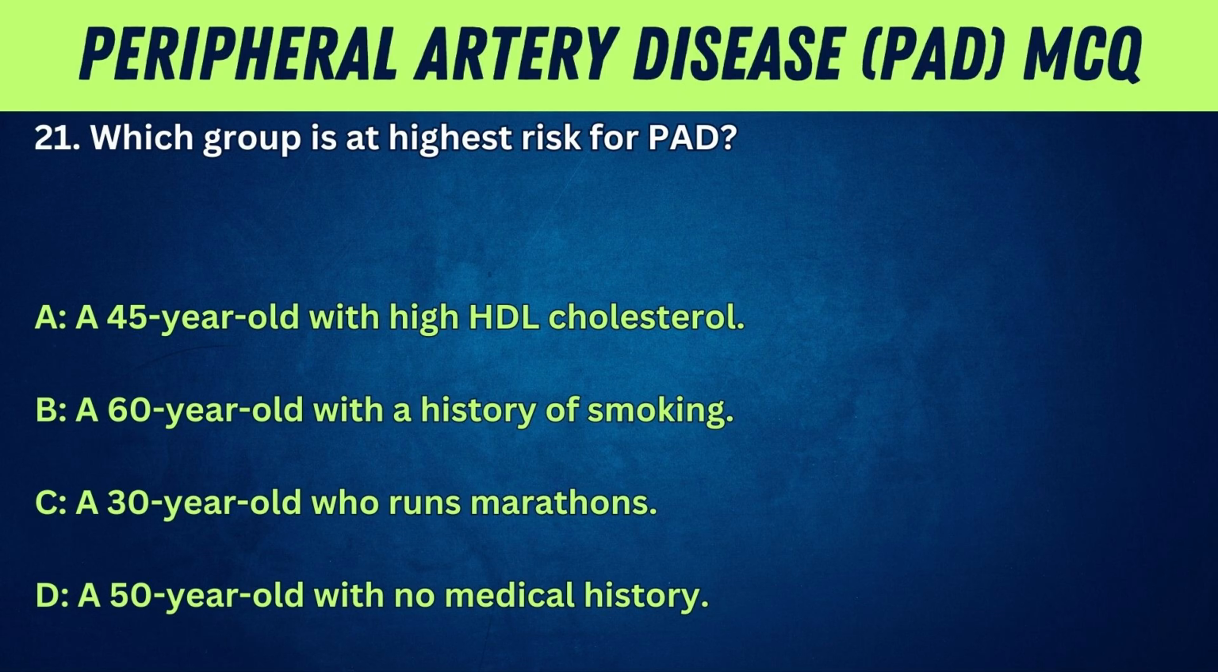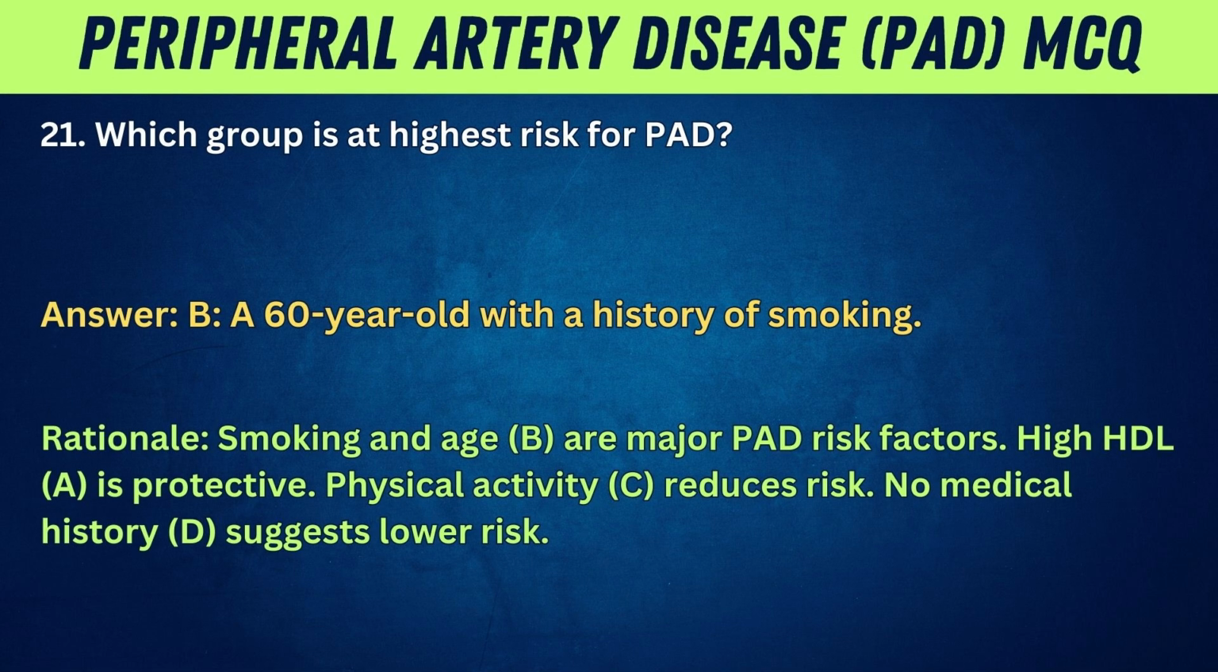21. Which group is at highest risk for PAD? A. A 45-year-old with high HDL cholesterol. B. A 60-year-old with a history of smoking. C. A 30-year-old who runs marathons. D. A 50-year-old with no medical history. Answer: B. A 60-year-old with a history of smoking. Rationale: Smoking and age, B, are major PAD risk factors. High HDL, A, is protective. Physical activity, C, reduces risk. No medical history, D, suggests lower risk.